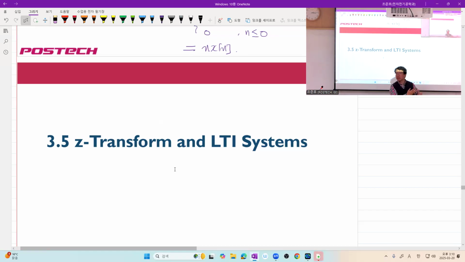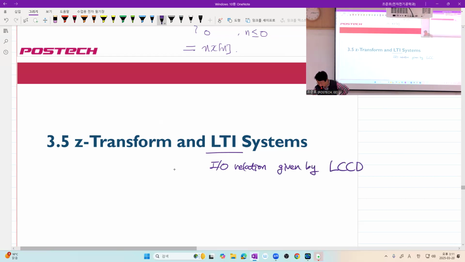Polynomial in Z and Z inverse. That's it. However, we want to use this Z transform to analyze and design discrete time systems, especially linear time invariant systems whose IO relation is given by what? Linear constant coefficient difference equation.